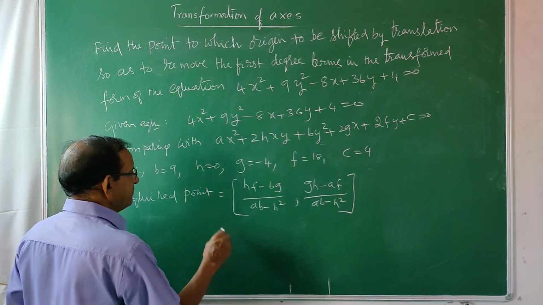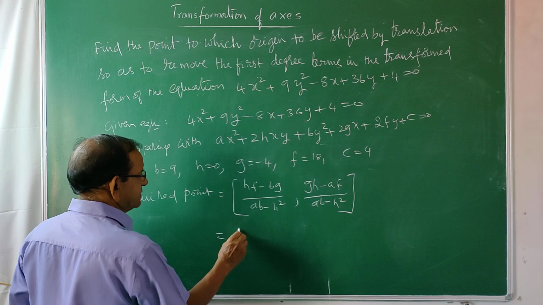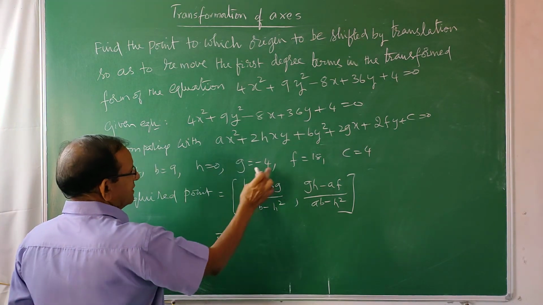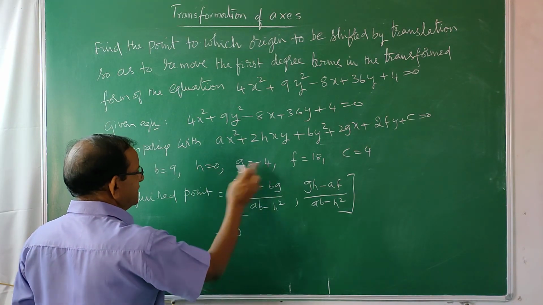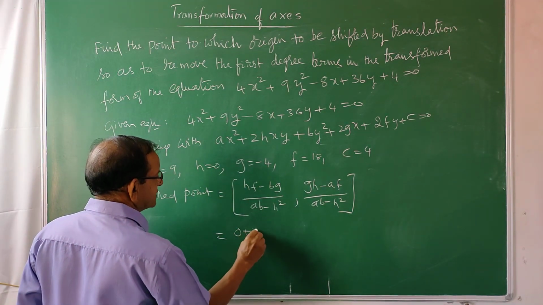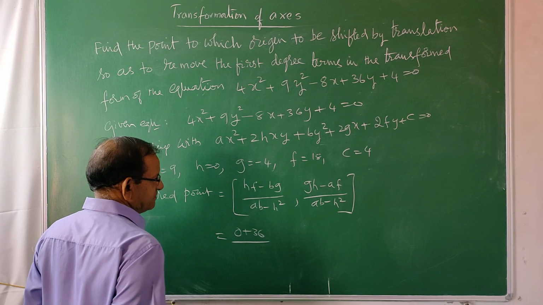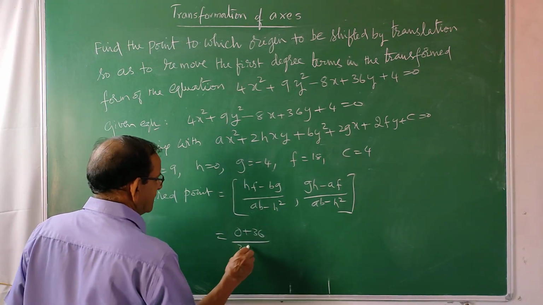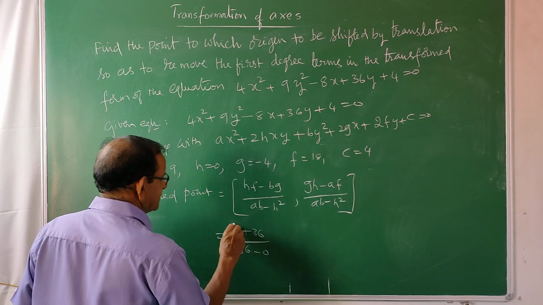Let us substitute. h is 0, that's why hf is 0. b into g. What is b? 9. g is minus 4, so minus 36. Minus of minus 36 plus 36 by ab minus h square. ab is 36. h is 0, so h square is 0.